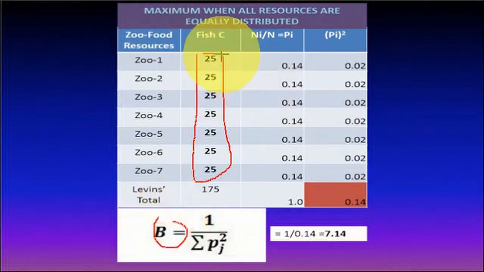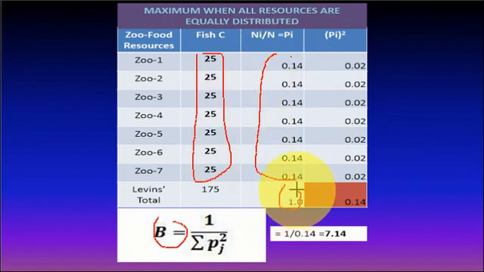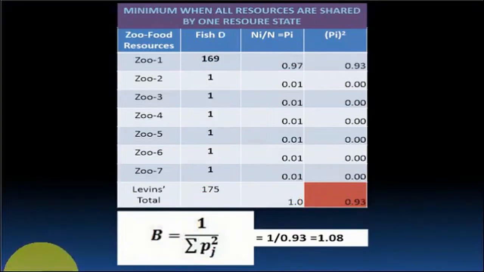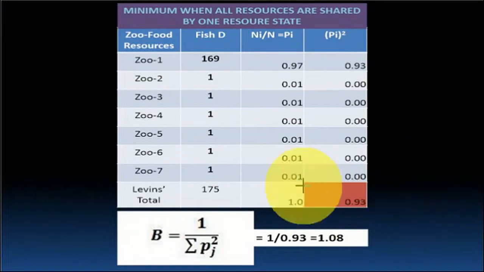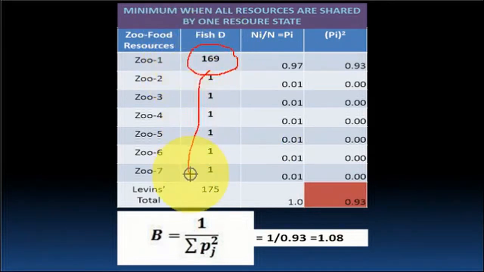So we can see here that when all are equally distributed, you get this number 0.14, and again 1.0, it is 0.14, and it is 7.14 finally. If it happens that these are not equally distributed, what would be the result? You can see this is fish D, where one item is very dominant, that is zooplankton 1. So others are almost negligible.